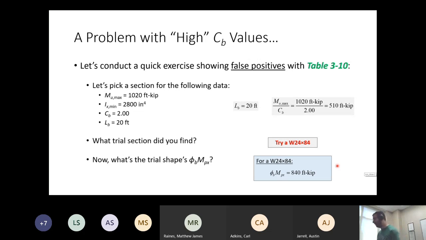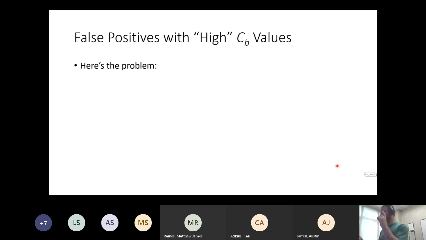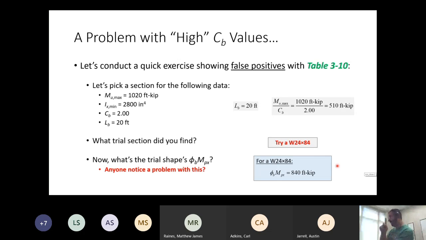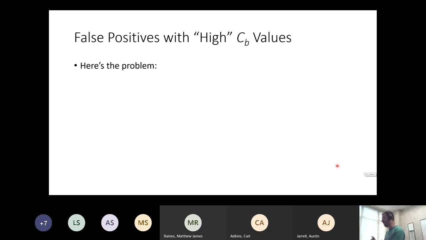Okay, that's correct. Now, here's the problem. Anybody notice a problem with what we found? It might be a little difficult to see, but there's actually a problem with the W24x84. It doesn't work. Here's why. Let me show you what's going on. Let's take these values and dig into them. First off, the maximum Mu was 1020.